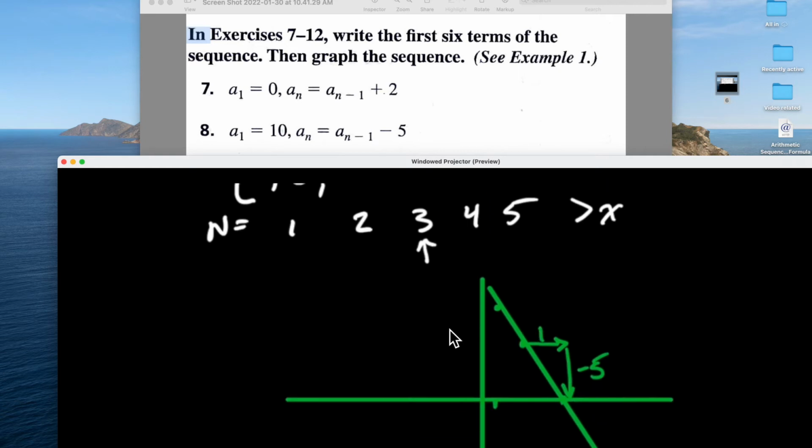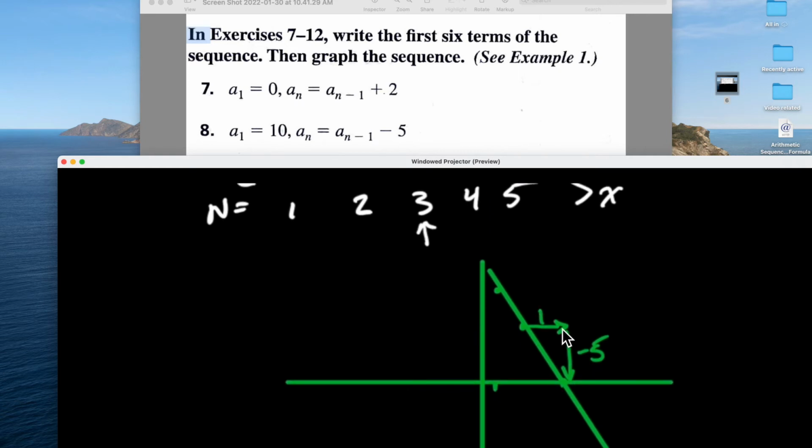Again, that is the definition of a slope. Every one movement to the right, what is happening? You're going down 5.